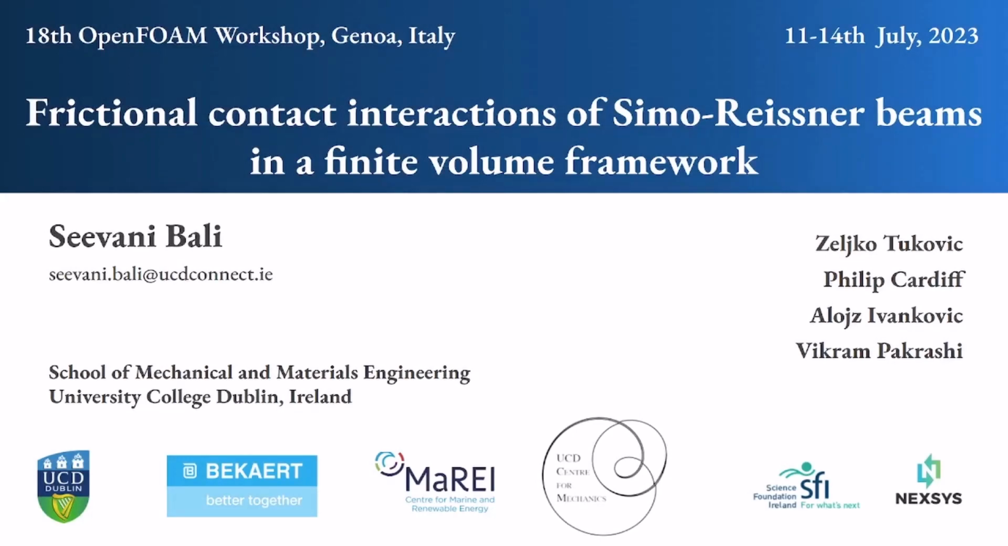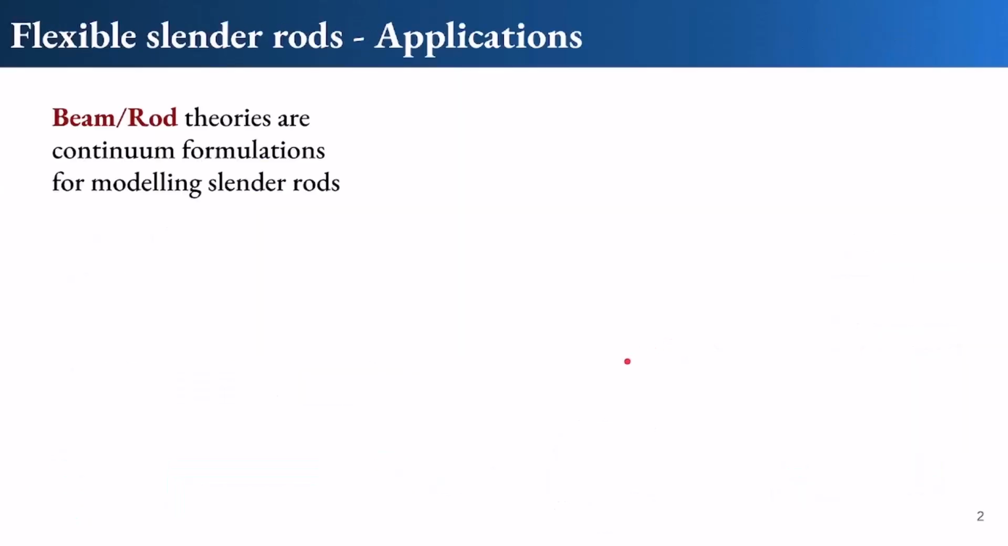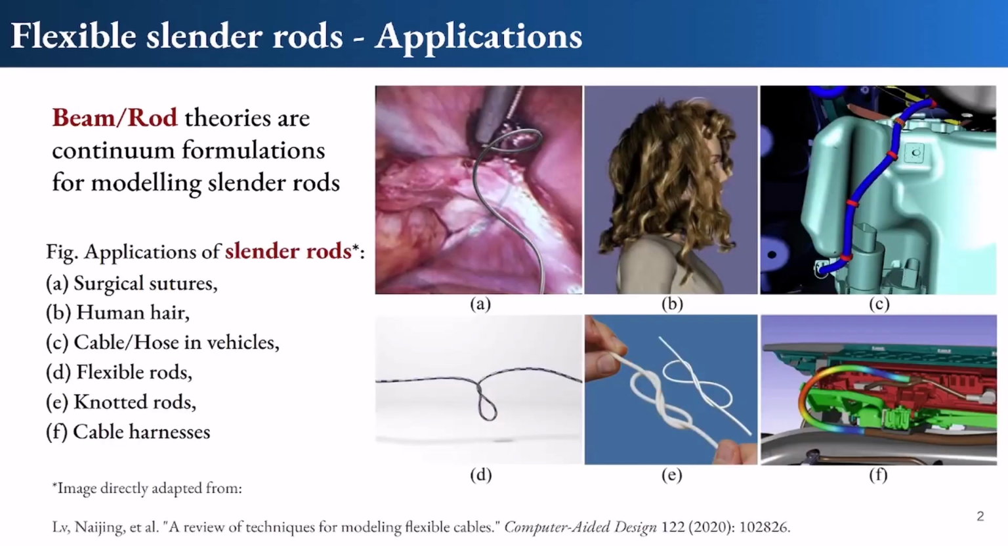Today I'll be talking to you about frictional contact interactions in beam theories, which is implemented in a finite volume framework. Beam or rod theories are continuum formulations which are used for modeling slender rods. There are a variety of applications for such slender rods, starting from biomedical applications. We also have the mechanics of human hair, which are modeled using such theories. We can also model any wires or cable assemblies in vehicular structures or soft robotic arms using such beam theories.